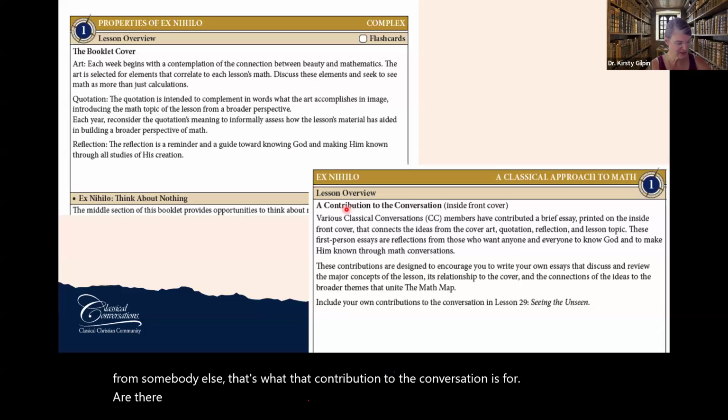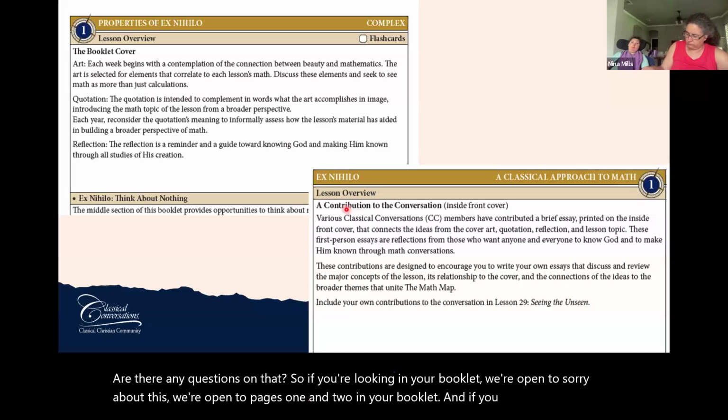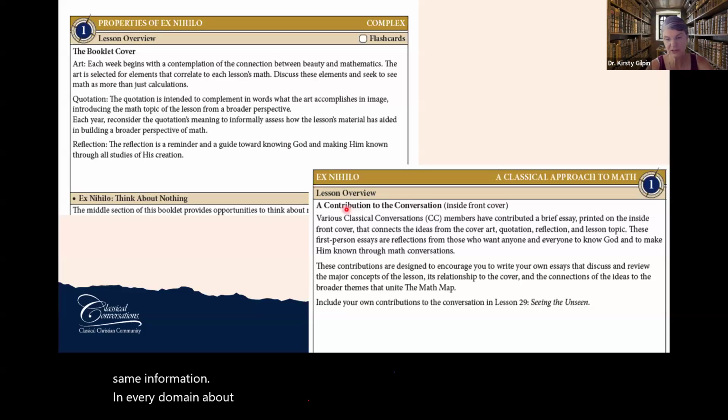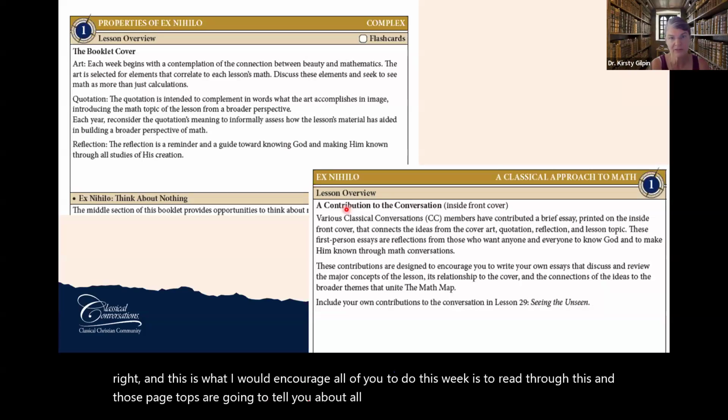Are there any questions on that? If you're looking in your booklet, we're open to pages 1 and 2. If you are in a different domain, these pages are still going to be the same. You're still going to have the same information in every domain about what these different pages are. And what I would encourage all of you to do this week is to read through this, and those page tops are going to tell you about all the different parts of the curriculum.